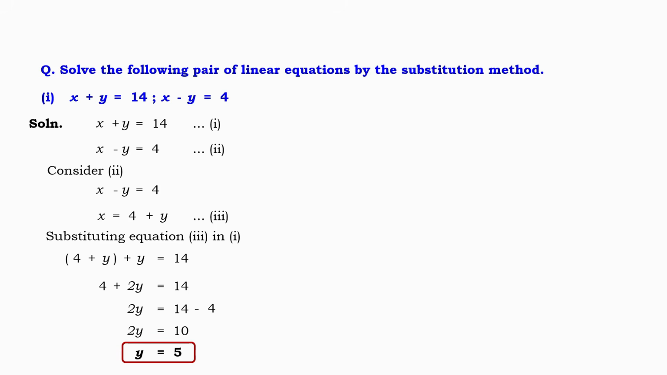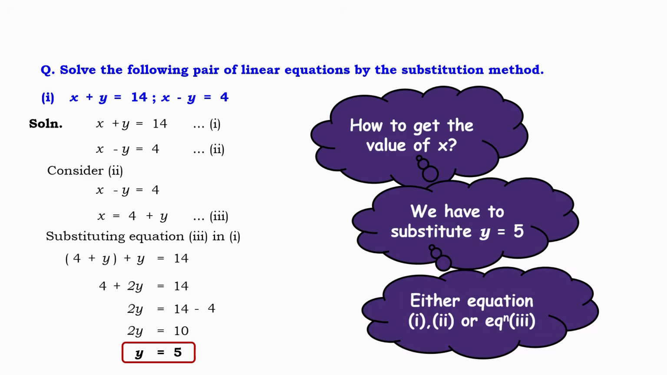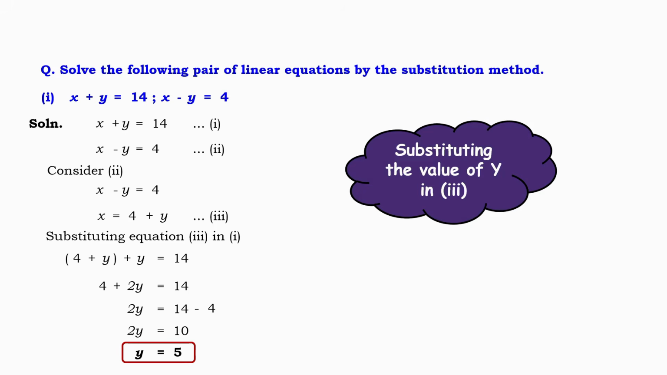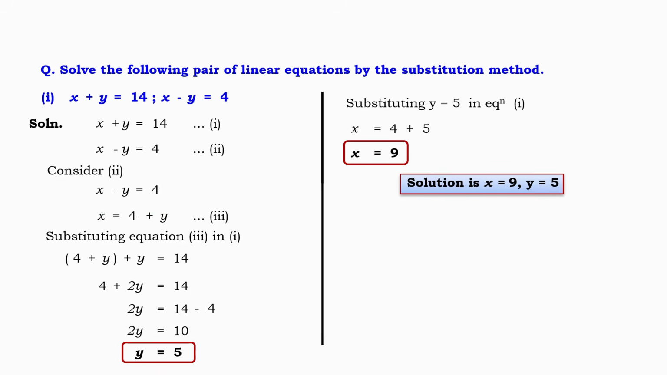Now that we know the value of y, we substitute it back into one of the equations. Let us substitute it into equation 3, where x equals 4 plus y. So x equals 4 plus 5. Therefore, x equals 9. So the solution of the pair of linear equations is x equals 9 and y equals 5.